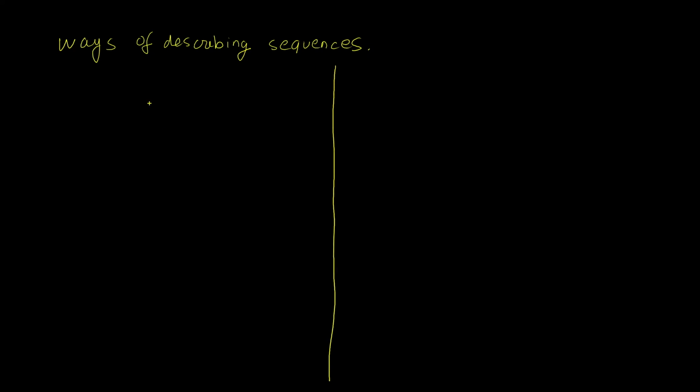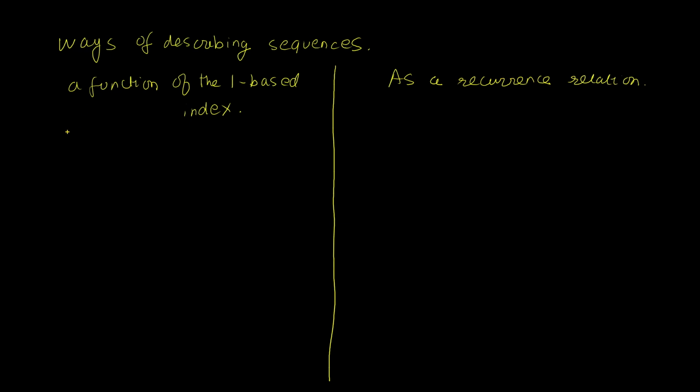Now let's have a look at ways of describing sequences. And there are two common ways. Let me draw two columns. One way is to describe a sequence as a function of the one-based index. And second way is as a recurrence relation. So looking into the first one, what does one-based index mean? Remember, we define sequences as a mapping from the set of natural numbers, and that starts with 1.